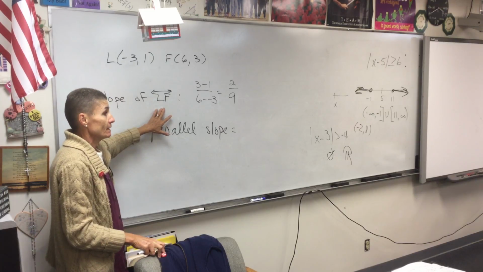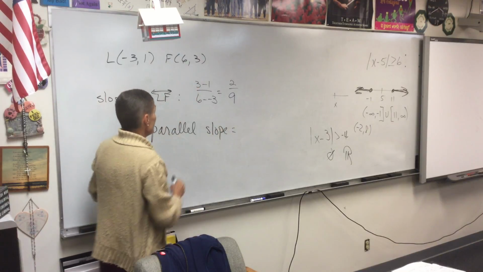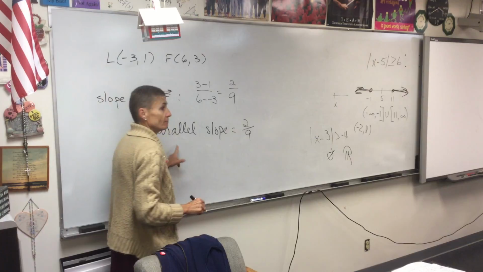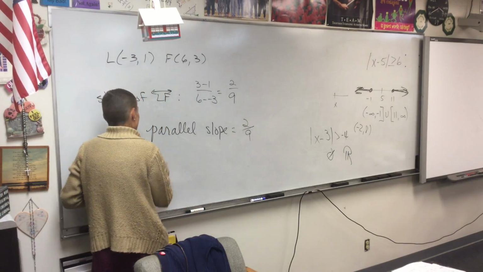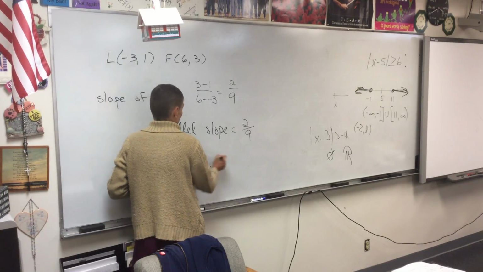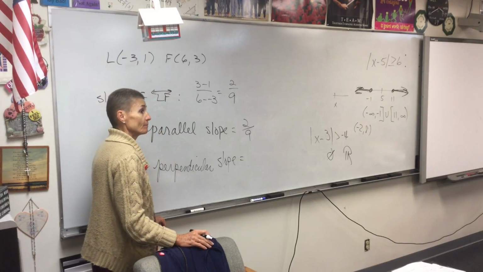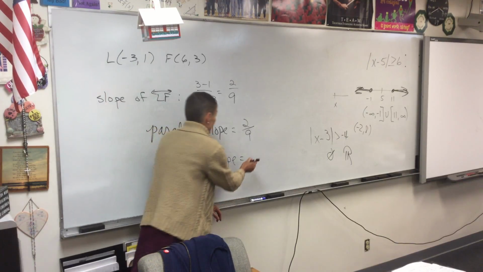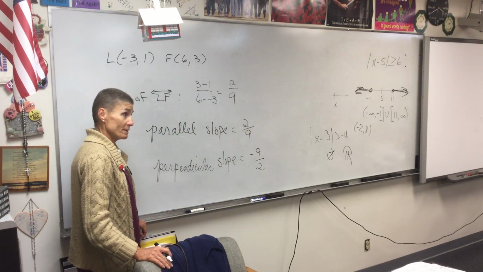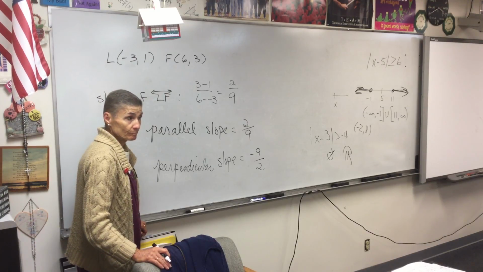parallel. What do you know about parallel lines? What's their slope? Same. So any line that's parallel to this one will have a slope of 2/9. Any line that's perpendicular to LF will have a slope of negative 9/2. Because what do we know about perpendicular slopes? Opposite reciprocals.